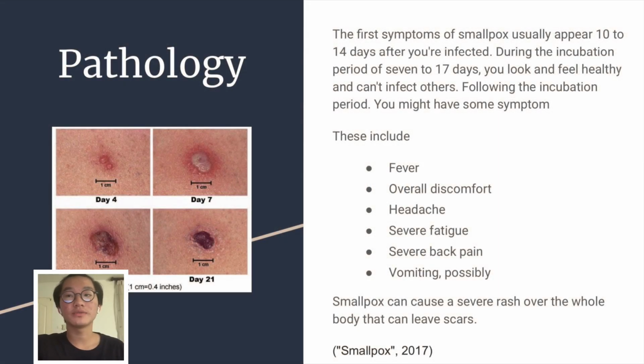The first symptoms of smallpox usually appear 10 to 14 days after infection with the virus. During the incubation period of 7 to 17 days, you look and feel healthy but can infect other people. Following the incubation, you might have some of these symptoms: fever, overall discomfort, headache, severe fatigue, severe back pain, and possibly vomiting. Smallpox can cause a severe rash over the whole body that can leave scars on your body and on your face.